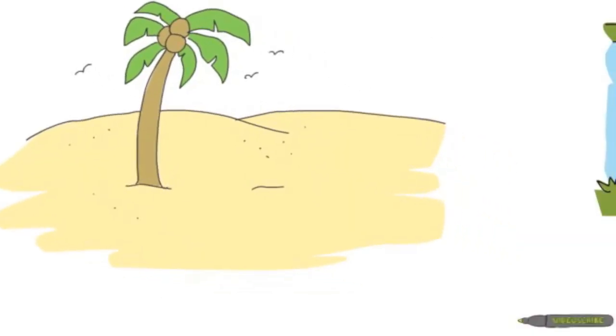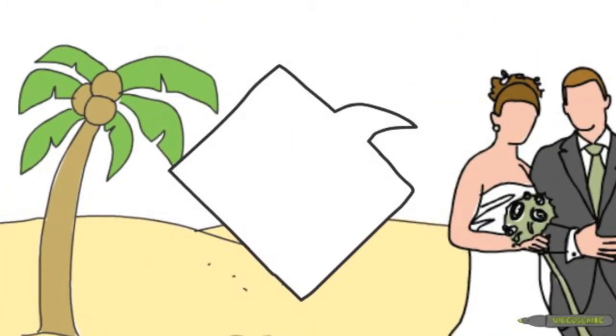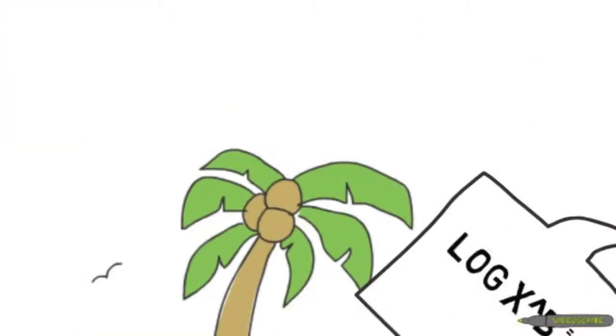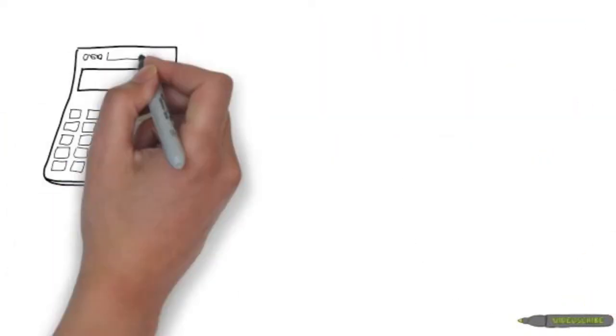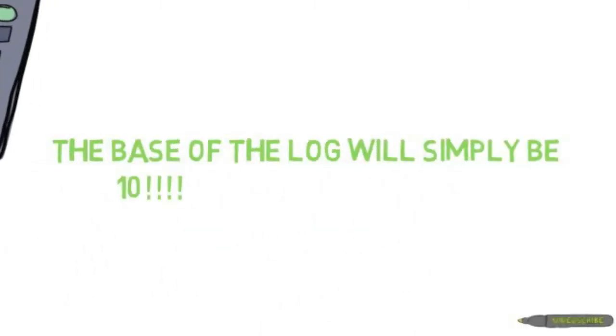When the first wife married your father, she said that log x with the power of b equals y, and when you grew up, she told you that this is the basic form of common logarithmic function, which is shown in the box, where x is her base, b is the power, which has to be greater than 0 but does not equal 1. When you press the log button in your calculator, the base of the log will simply be 10.